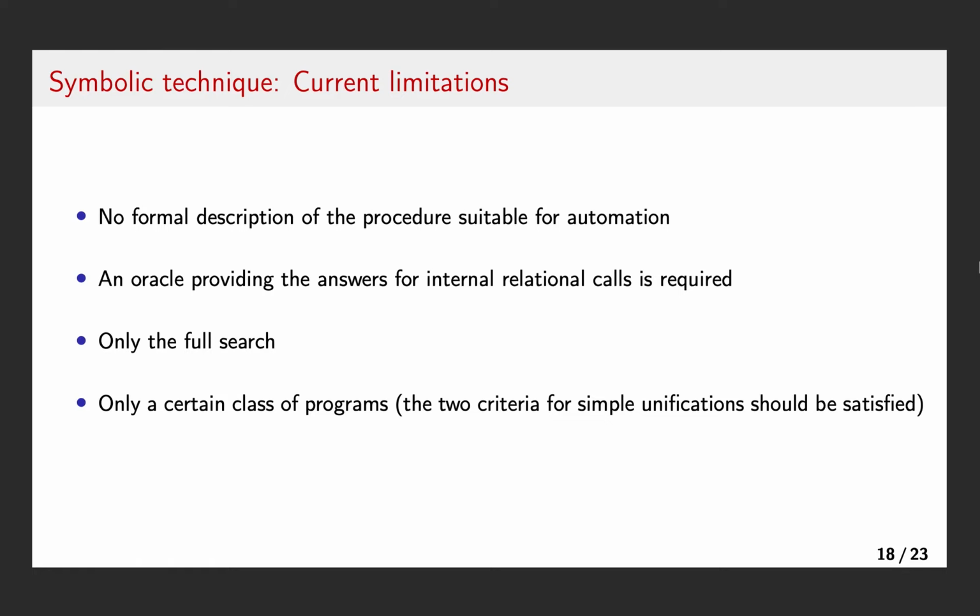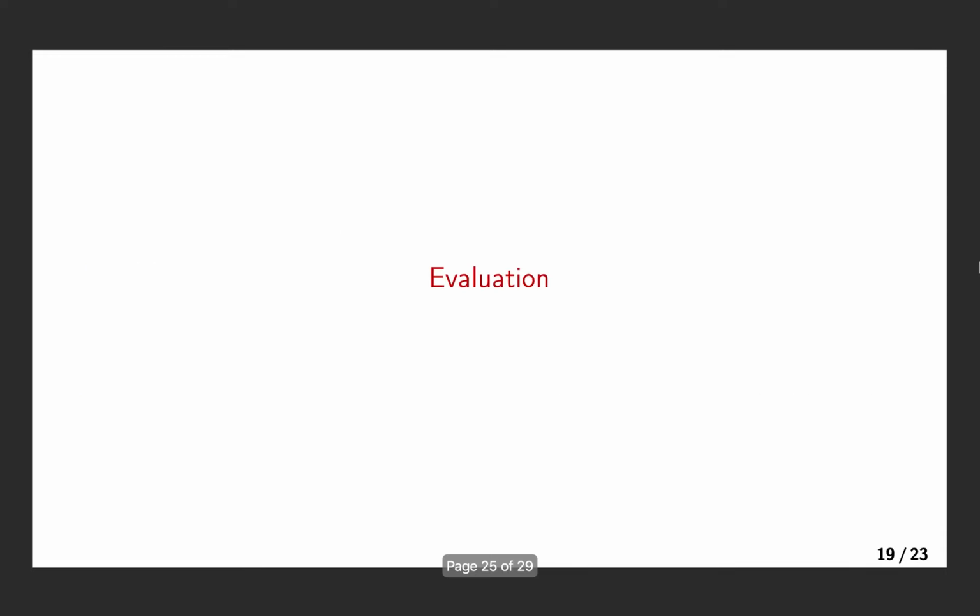Second, we need an oracle that will tell us the answers for internal relational calls. So before analyzing the time complexity of relational programs, we need to know which answers are produced by the search. And also, as I mentioned before, we can only analyze the full search and only a certain class of programs that satisfy the criteria for simple unifications.